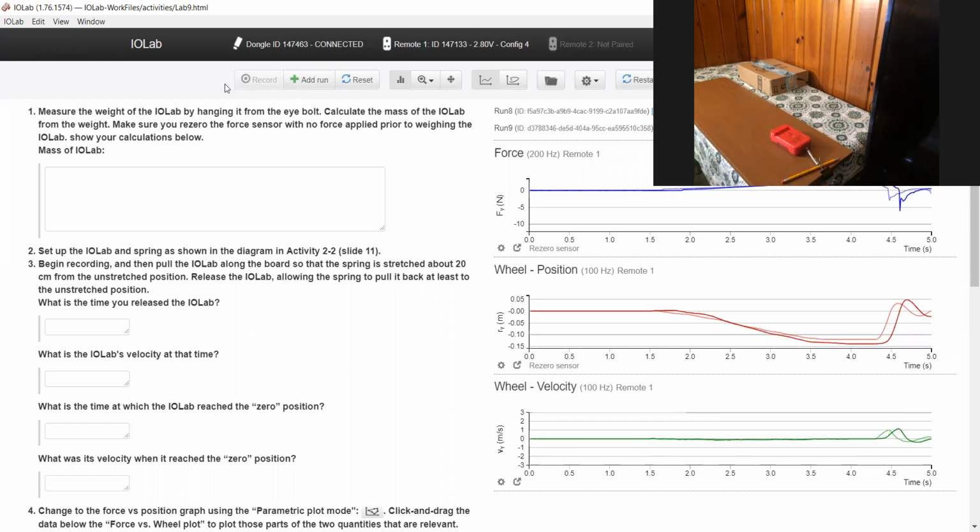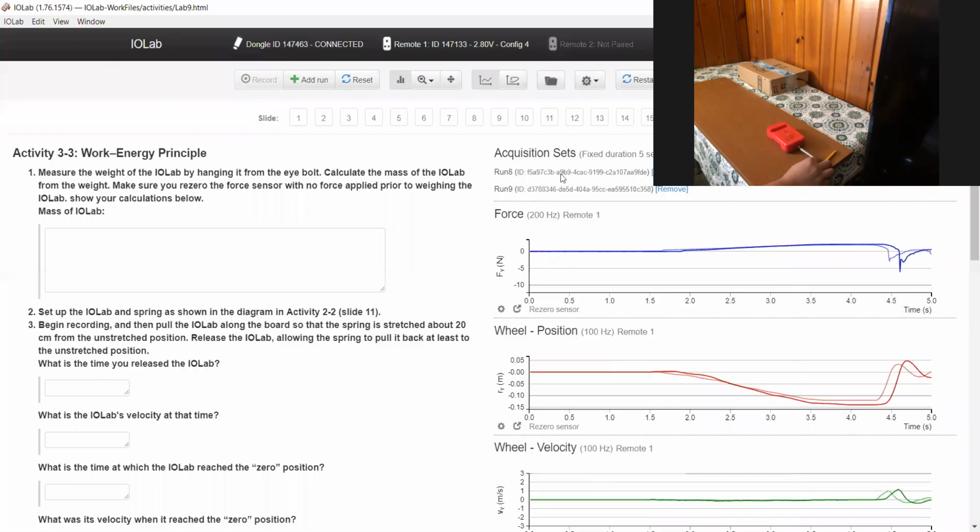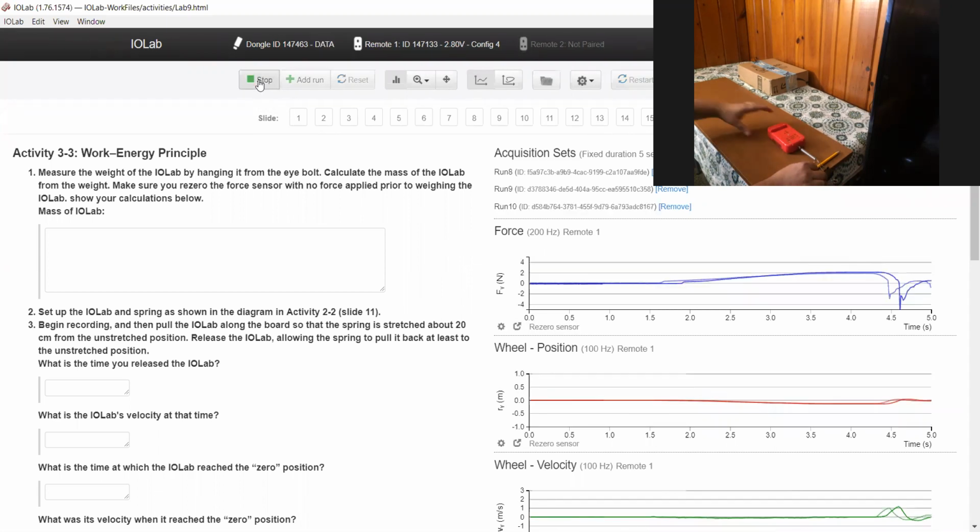Do they want us to stop for some time? Let me see. Transition: release the IOLab, allowing the string to pull it back. Let me do all three and then we can analyze. Let's do the same thing again. Zero the sensor with nothing being pulled. Then you don't need to catch it if you have used the pen. Let's record. Let's pull it around 20 centimeter and then move it.